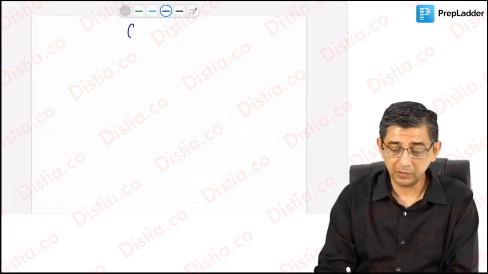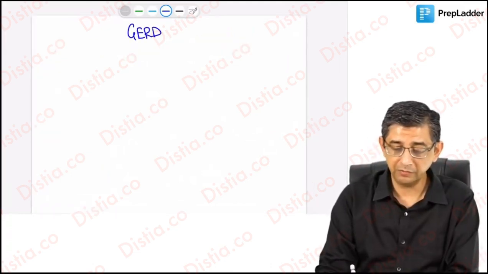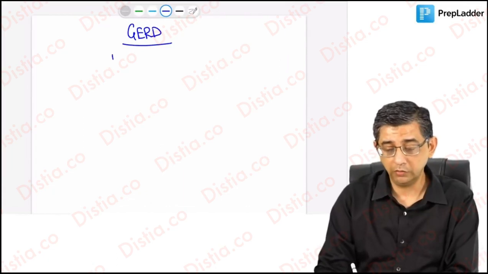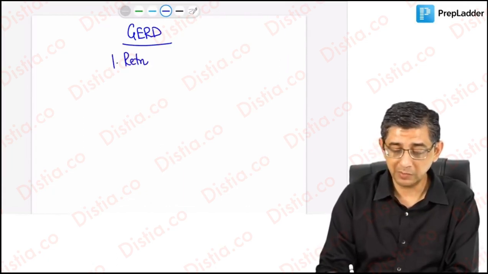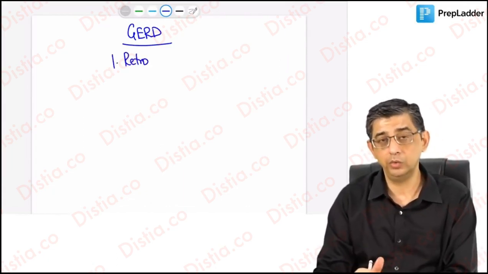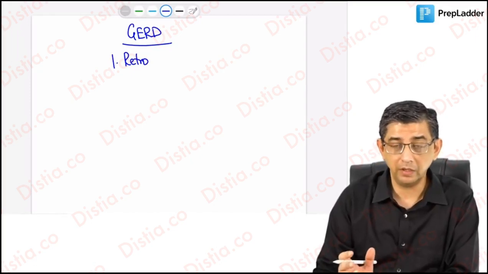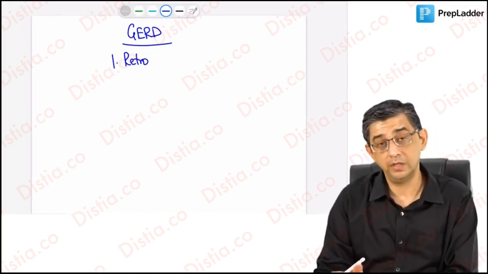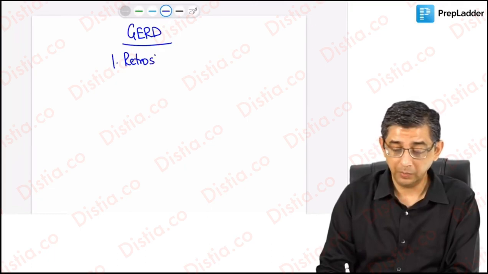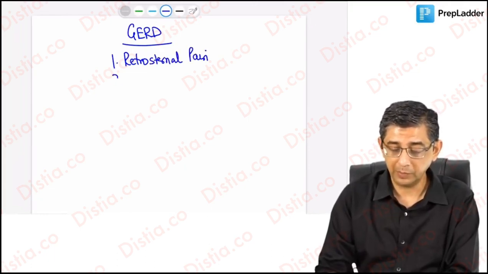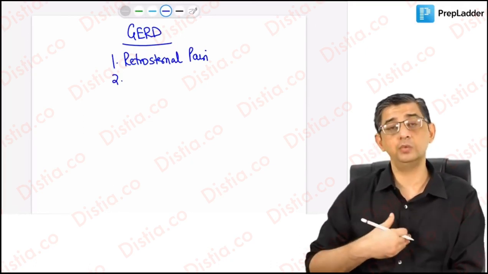The next topic that I'll explain to you is gastroesophageal reflux disease. The tone of the sphincter will be substantially reduced in this patient. Why it is reduced could be due to obesity, it could be concomitant alcohol intake, nicotine intake, cigarette smoking. The primary complaint of these patients would be a retrosternal pain. The patient will always put his hand or finger to the chest.